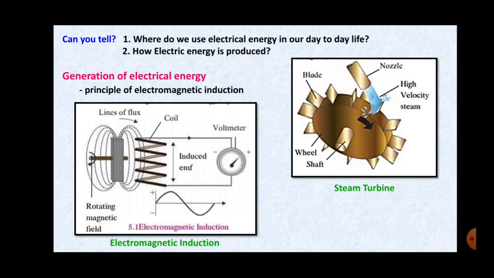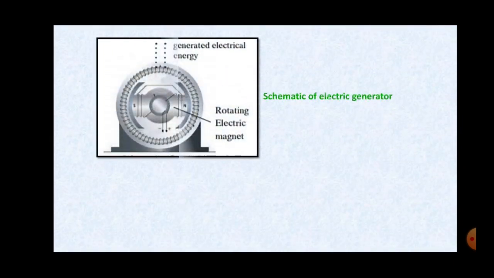Now this turbine is connected to the electrical generator, right? So the magnet in the electric generator starts rotating and the electrical energy is produced. So this is how the electric current is generated in the electrical power plant. Next, you can see the schematic picture of an electric generator, showing how the electric generator works.